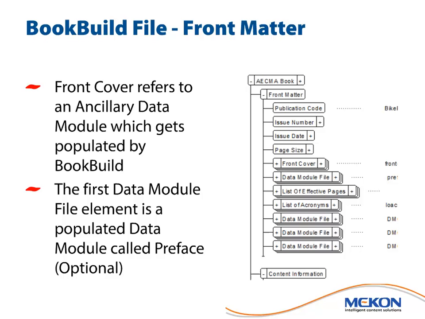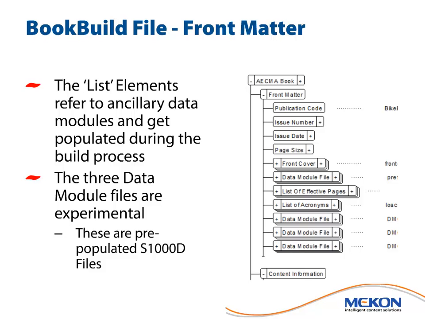The front cover element is an ancillary data module which you need to get populated by BookBuild. The first data module file element is a populated data module called the preface, which is an optional one. The elements which are prefaced by list are automatically generated by the build process as we go along. The 3 data module files are experimental here, and they are the data modules which are pre-filled by S1000D as part of the byte pack.